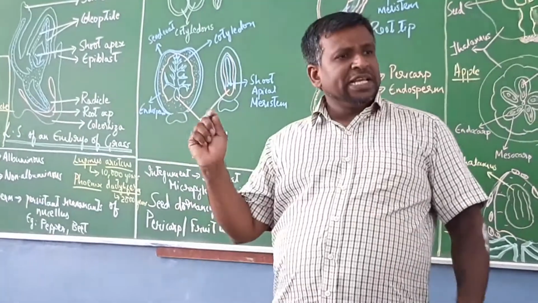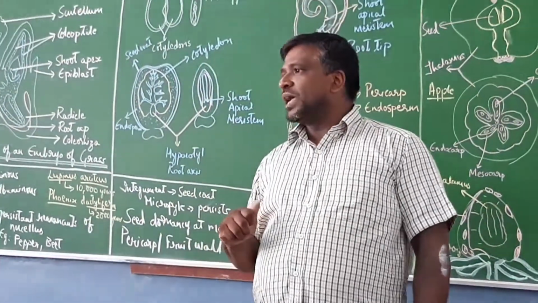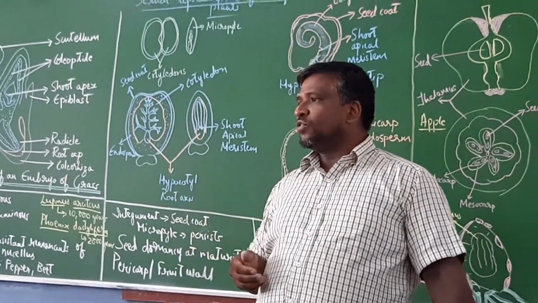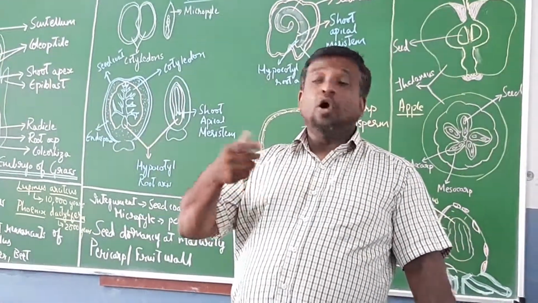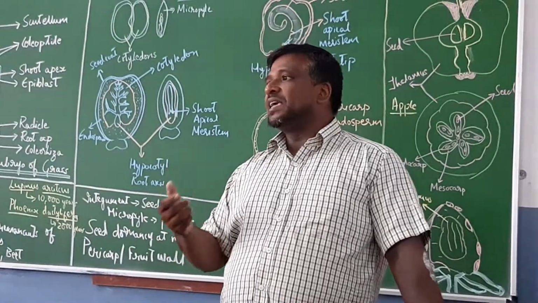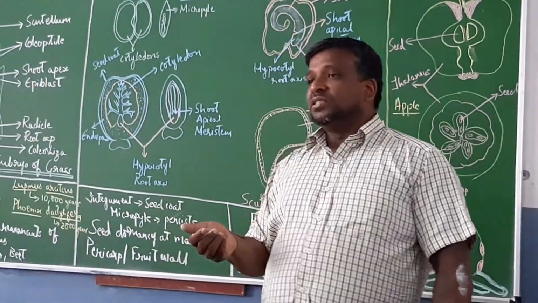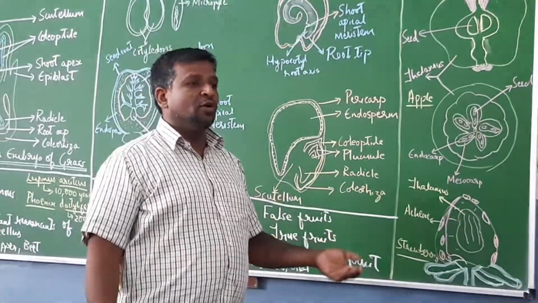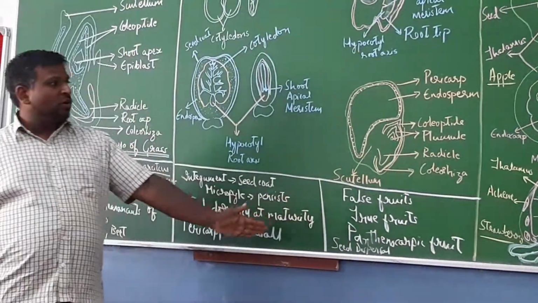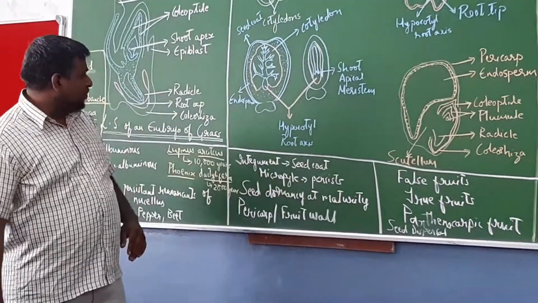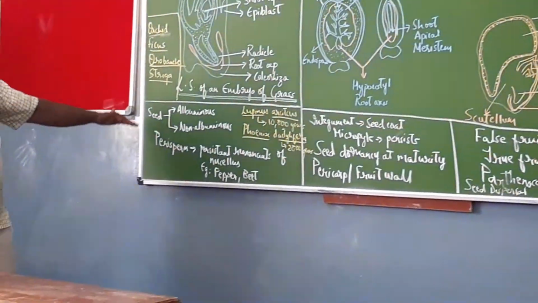By using gibberellins and auxins, you can obtain seedless varieties of fruits like seedless grapes and others. So by using plant hormones like gibberellins and auxins, you get artificially obtained parthenocarpic fruits. So you have to know about false fruits, true fruits and parthenocarpic fruits. Then we have discussed this.